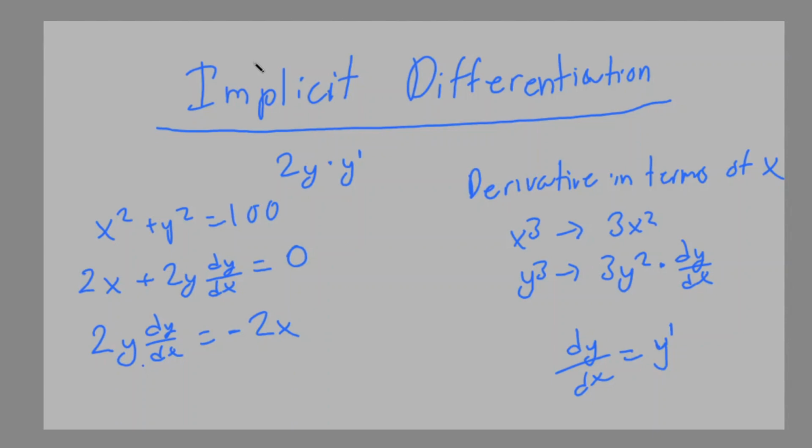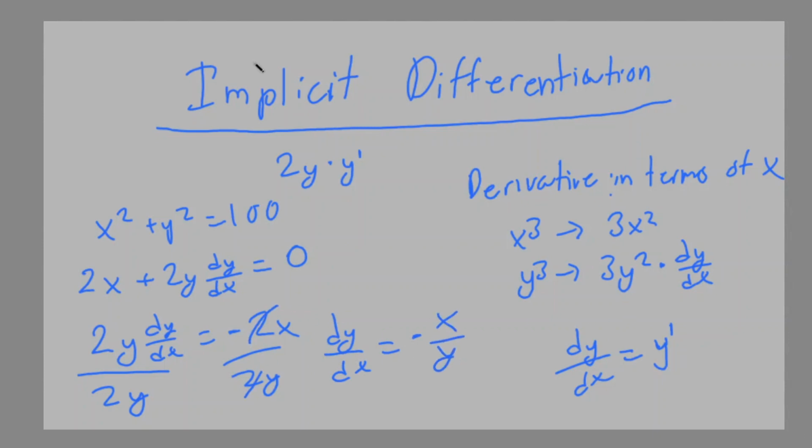And now what we want to do is get dy dx by itself. So we divide by 2y on both sides, and we get dy dx is equal to negative x over y, because the 2 cancels out.